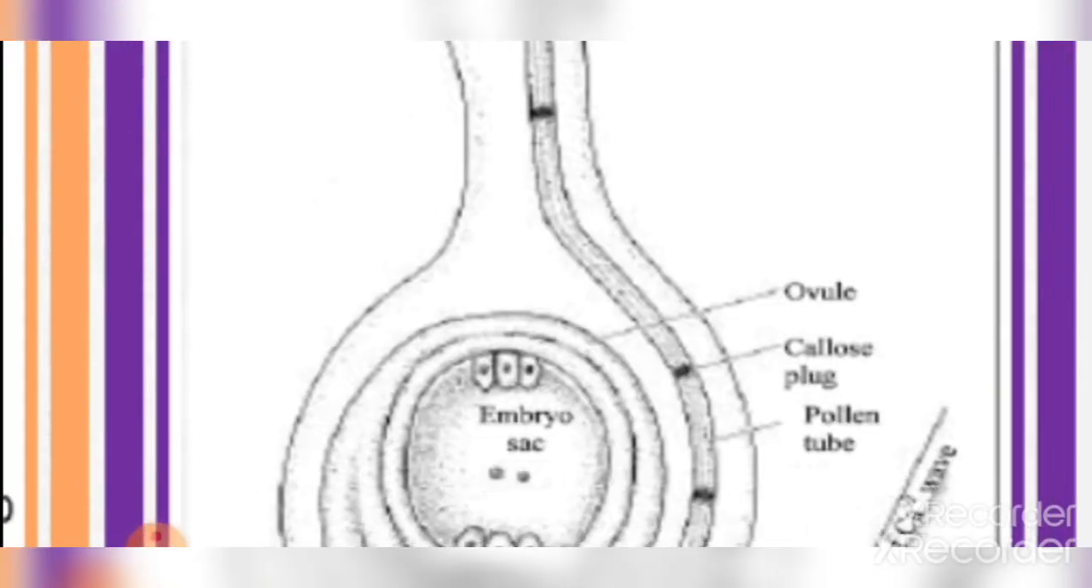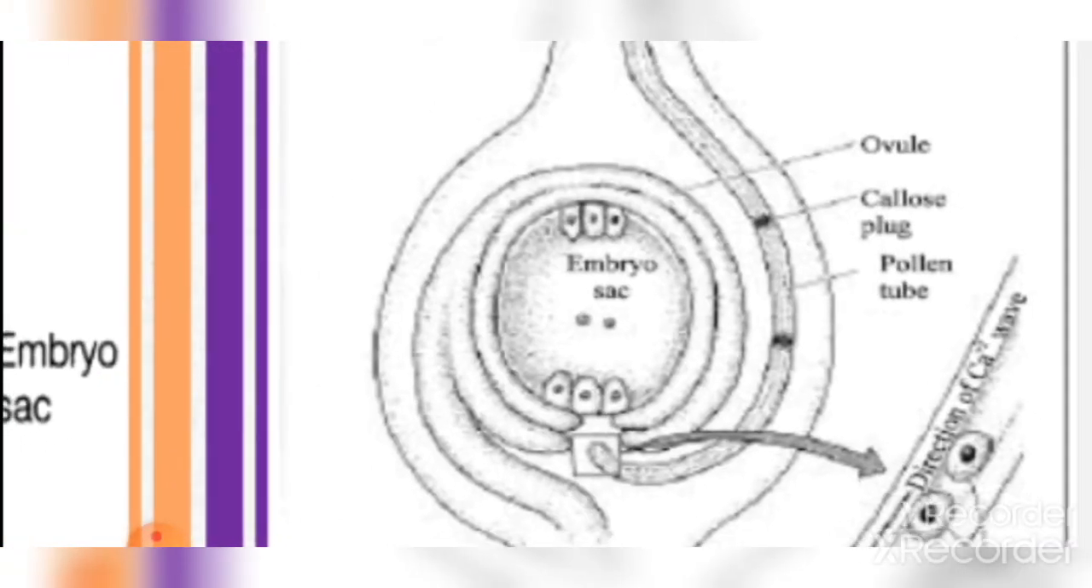Well, that's called the pollen nuclei. Very good. Now this pollen nuclei, they both will combine and they'll form the secondary nucleus.